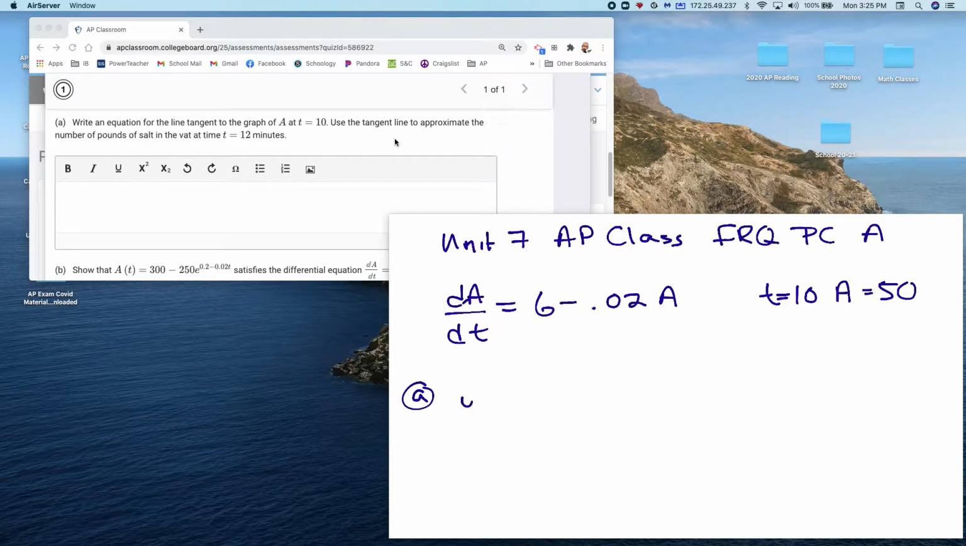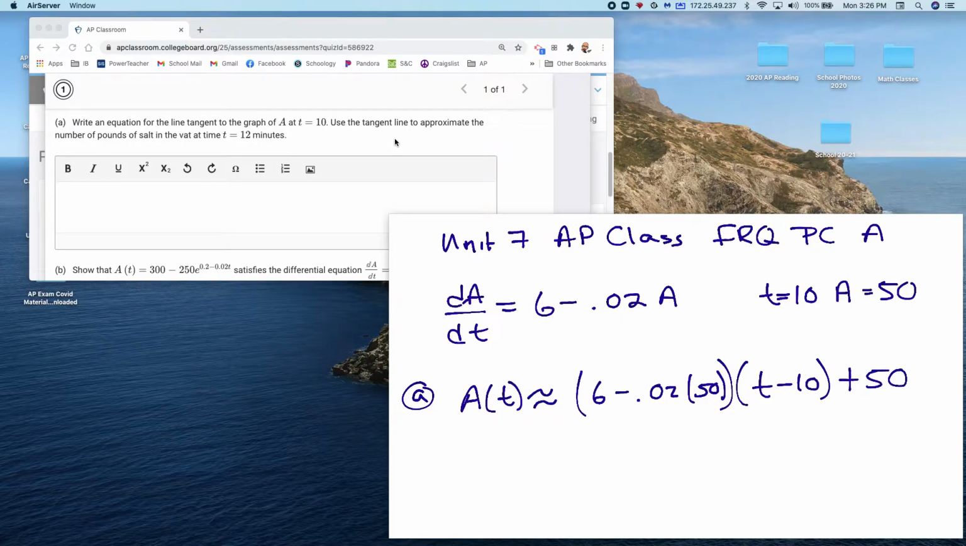So a tangent line is going to be y equals, or in this case, A of t is approximately equal to the slope, which is 6 minus 0.02 times 50, because that was our given piece, times t minus 10, plus 50. There is our equation of our tangent line, so that's worth 1 point. And then you're just supposed to figure out what A of 12 is.